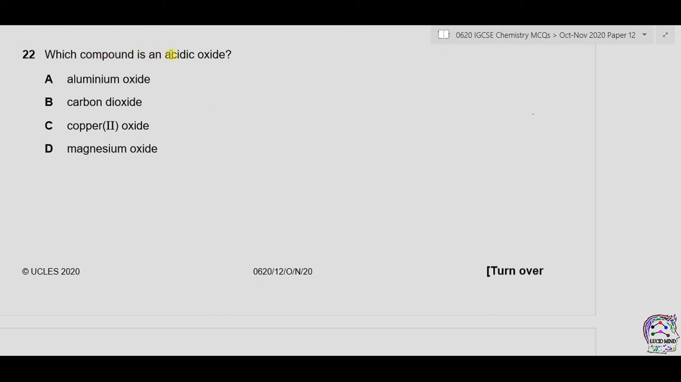Question 22. Which compound is an acidic oxide? You should know that non-metal oxides are acidic in nature. A is aluminum oxide. Aluminum oxide is an amphoteric oxide, which means that it can behave as an acid as well as a base. B is carbon dioxide as carbon is a non-metal, so carbon dioxide is acidic in nature. So B could be true.